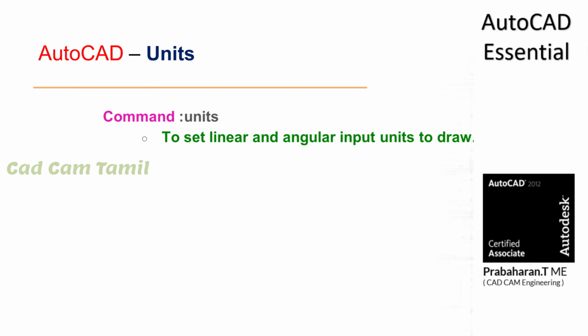Before going to draw any drawing, we need to decide what unit we are going to follow in our AutoCAD. Either we are going to follow feet and inches or millimeter or whatever it may be. Okay. So we need to set our unit system first. So we are going to use a command called units. Generally, we have two types of units, right? One is length measurement, another one is angular measurement.